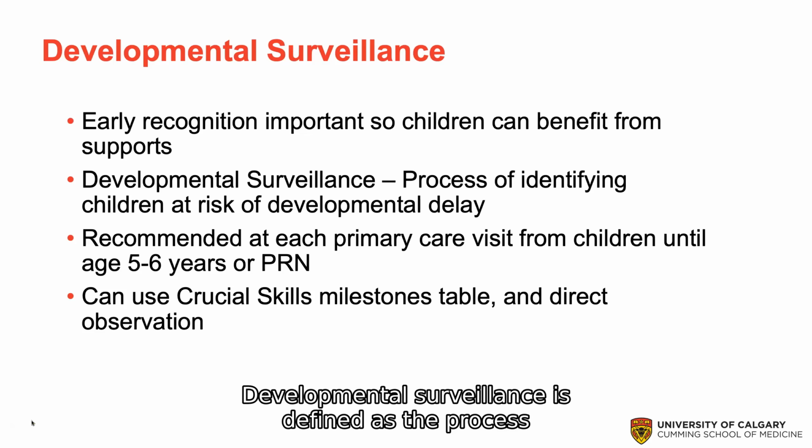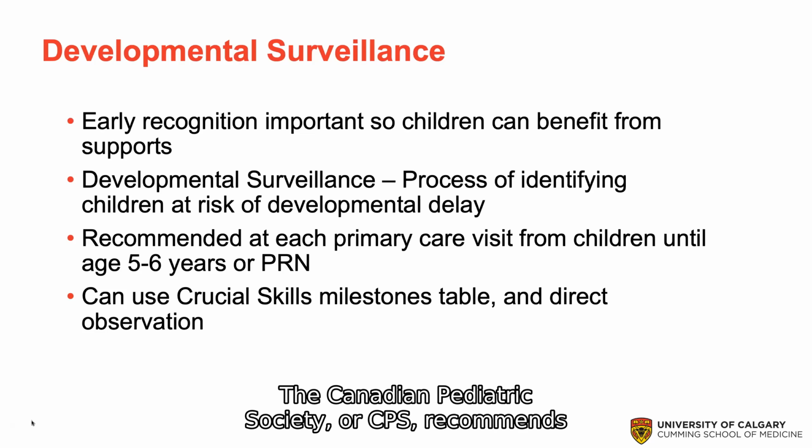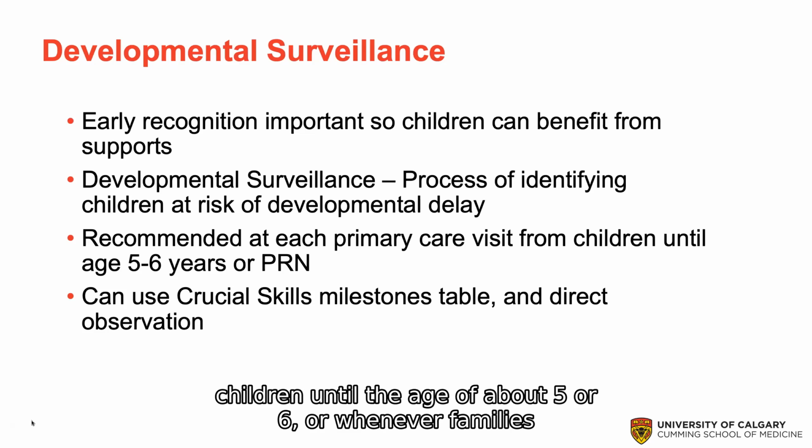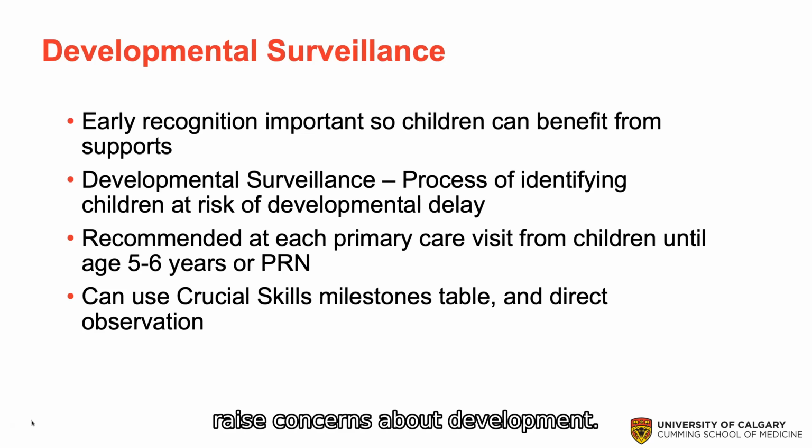Developmental surveillance is defined as the process of identifying children at risk of developmental delay. The Canadian Pediatric Society, or CPS, recommends developmental surveillance at each primary care visit for children until the age of about 5 or 6, or whenever families raise concerns about development.